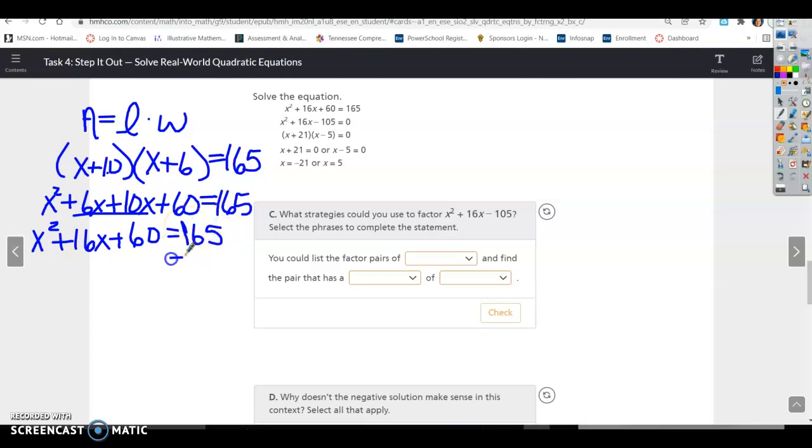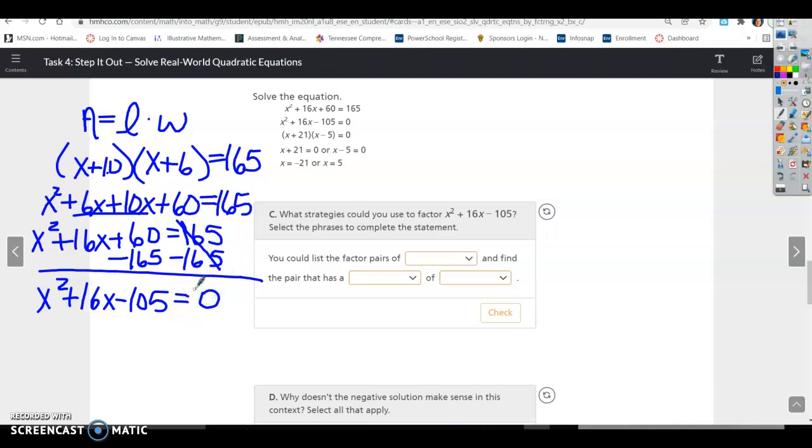Now, if we want this to equal 0, we have to subtract 165 from both sides. So we have x squared plus 16x. 60 minus 165 is negative 105. And 165 minus 165 is 0. So now we have it set equal to 0. All right, so now we have to factor. It was factored, but it wasn't equal to 0. Now it's equal to 0, and it's not factored. So we are having to do a few extra steps because it wasn't set up in the correct form, but that's okay.